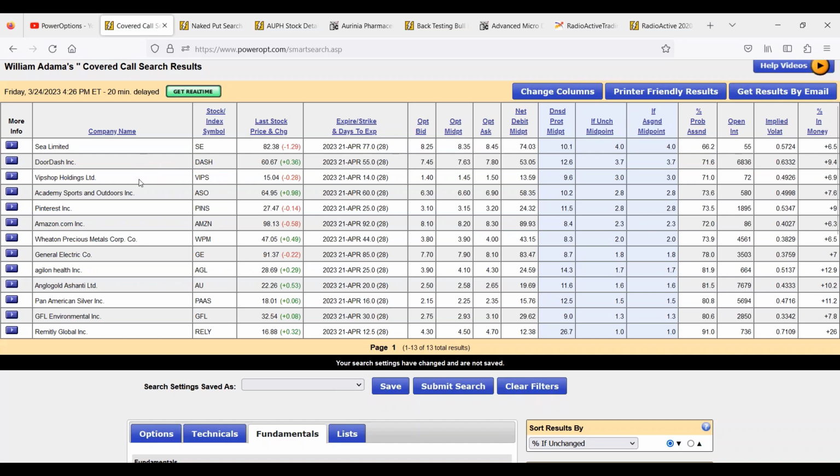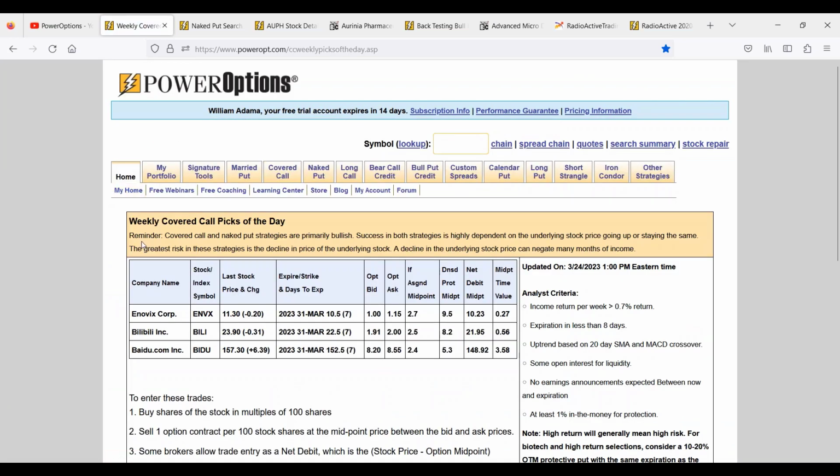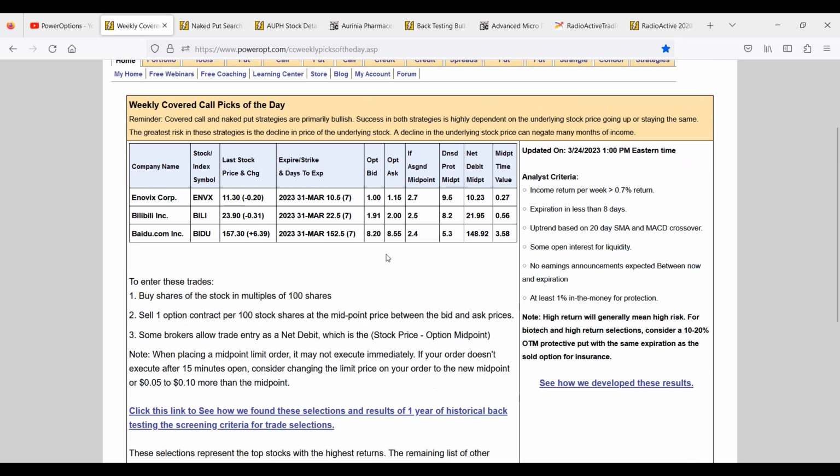But that's how simple it is to use the tools. And that's what the picks of the day are designed to do. They're starting points, idea generations, where we would be starting if we were opening a strategy today, a position today, I apologize, in that strategy. You want to delve deeper? Check that link and see how we develop these results and see if it's something that matches what you're trying to do with this strategy in your portfolio.